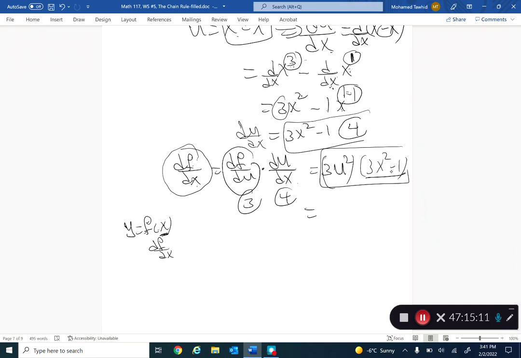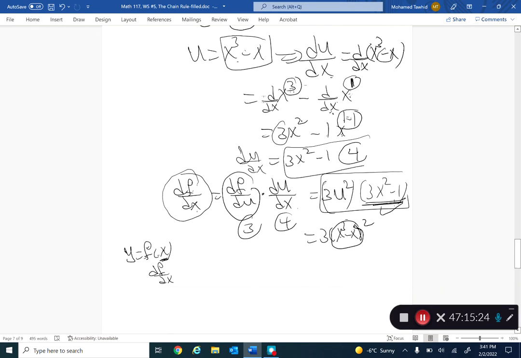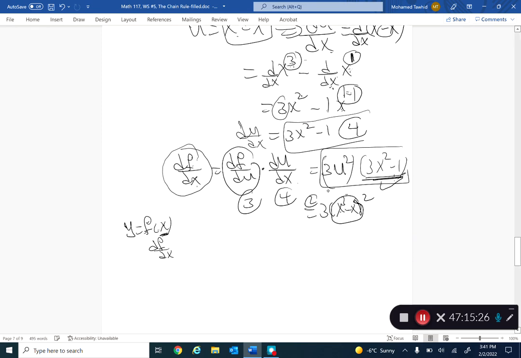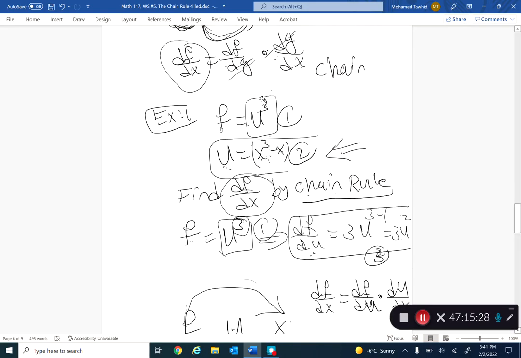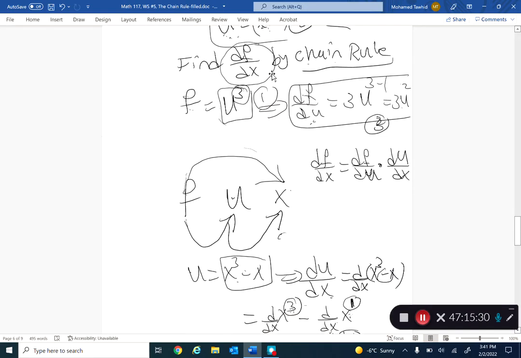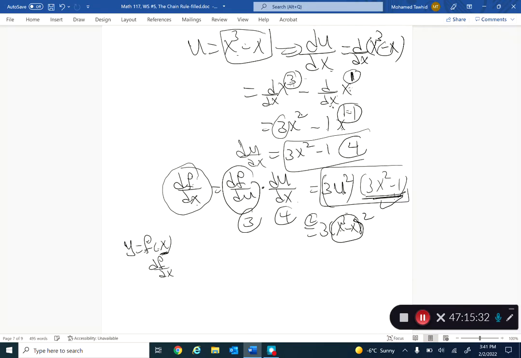Then I go back here. This term is already x, so I'm not worried about it. This term is x cubed minus x, that is my u squared. I use equation 2: u equals x cubed minus x. So I go back and replace u by x cubed minus x, multiplied by 3x squared minus 1. So now that is the derivative of f with respect to x by the chain rule.